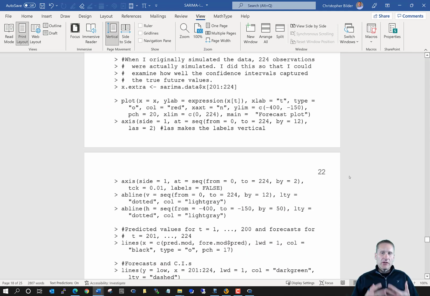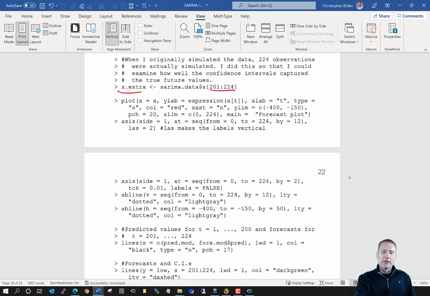Now, as I mentioned earlier, when I simulated this data, I actually simulated 24 more data values beyond 200. So we know what the true future values are. And I'm very interested in seeing how well our model does in forecasting these actual true values. So these true values are stored in the X component of my data frame, ARIMA.data. And so I'm going to pull those out and put them into an object called x.extra.